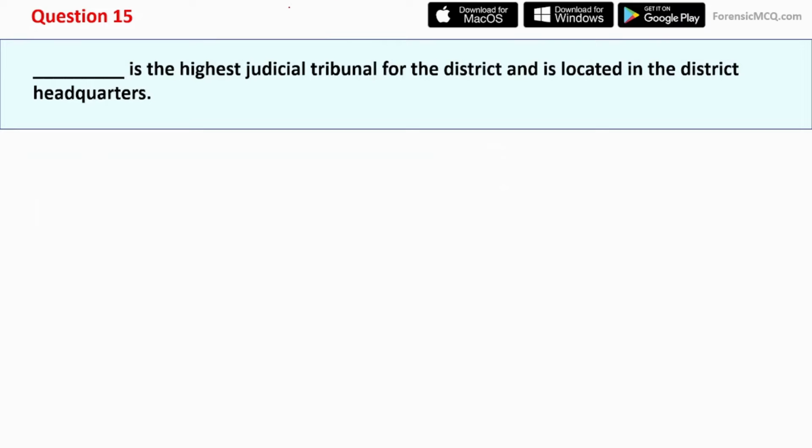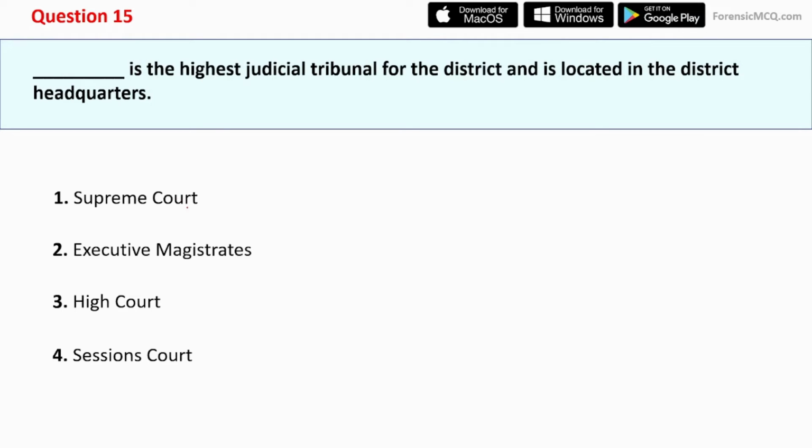Moving to question number 15. Dash is the highest judicial tribunal for the district and is located in the district headquarters. So let's check the options. First is the Supreme Court. As you know, the Supreme Court is the highest court in India and it is located in Delhi. And the second option is executive magistrate. As you know, an executive magistrate is not a court; it is an official with certain judicial power. So this can't be a correct answer.